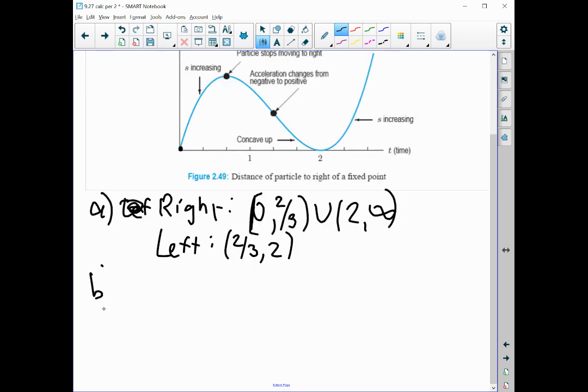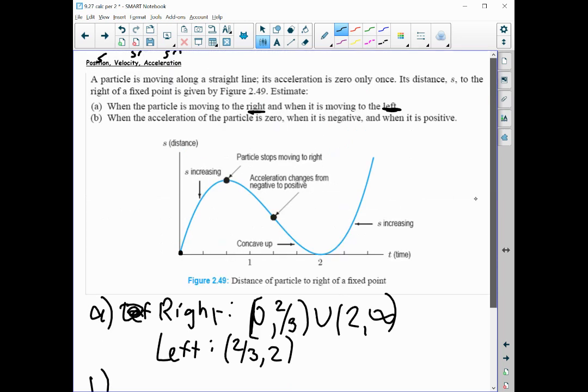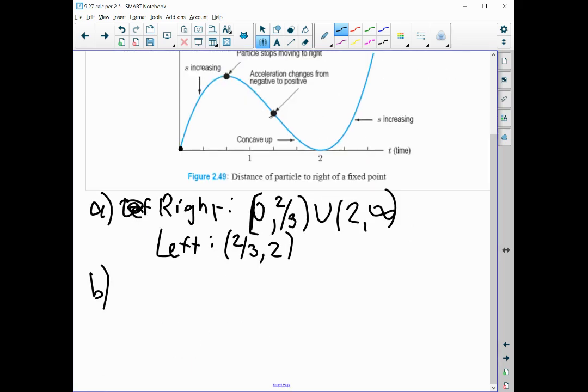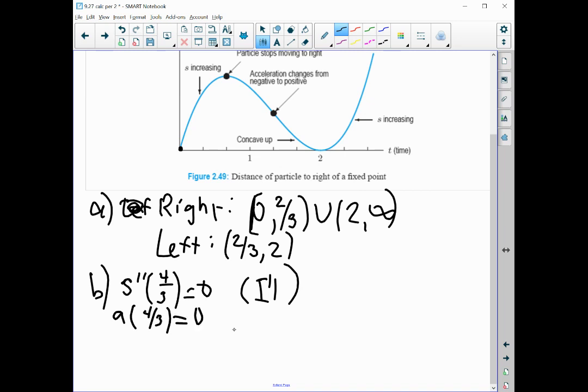Okay, part B. When is the acceleration of the particle 0? Again, acceleration is the second derivative. The second derivative is 0 at an inflection point, which would be right here at 1 1/3. So I know the acceleration, s double prime of 4/3, is 0 because we have an inflection point, and I'm just going to put IP for the sake of time. A lot of times we'll use A for acceleration too, so you could just say A of 4/3 is 0.